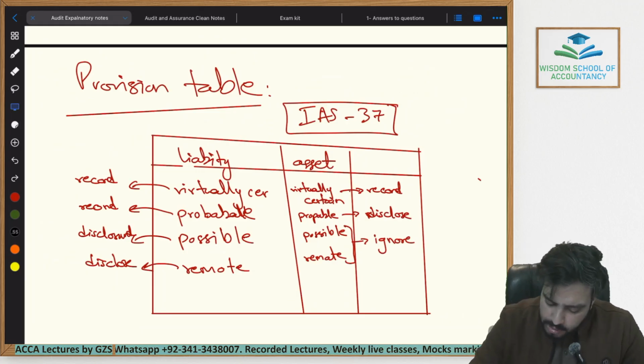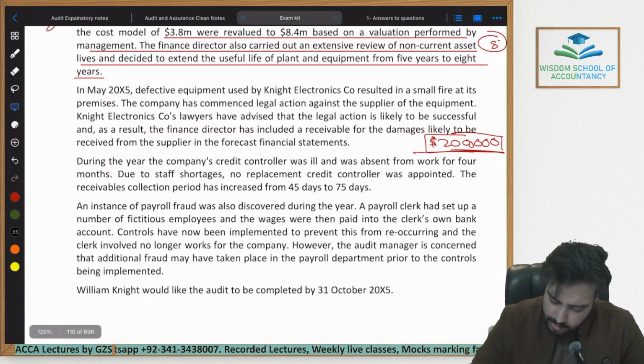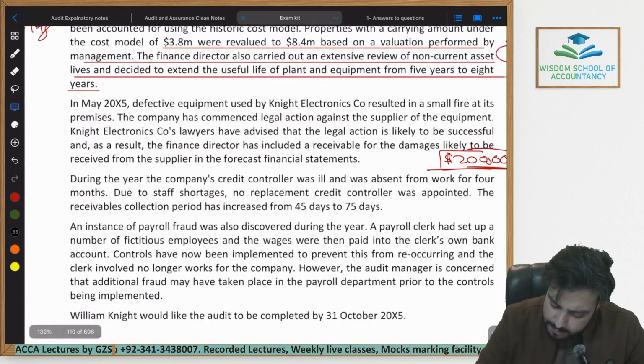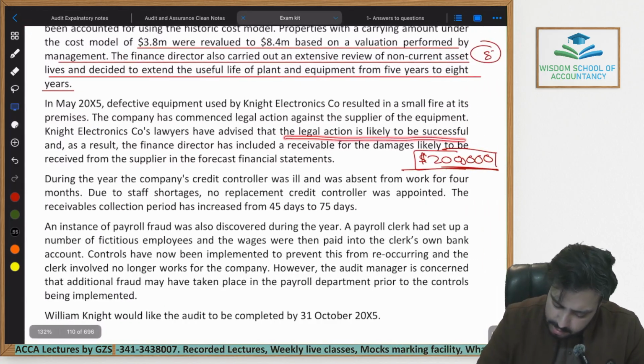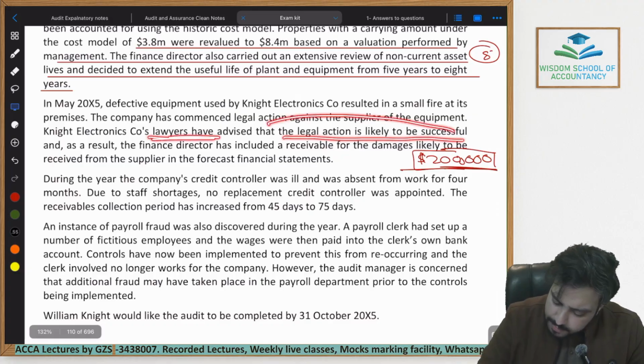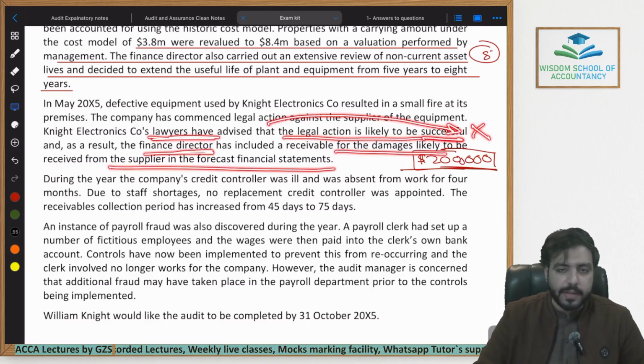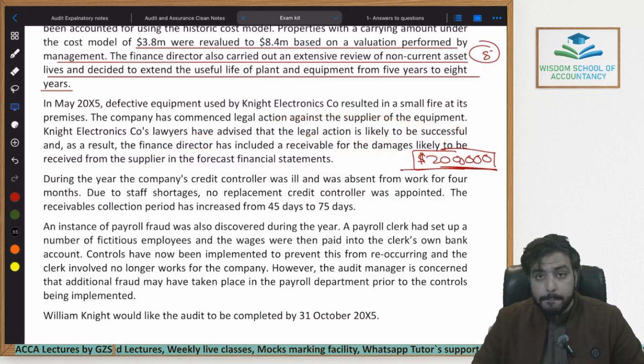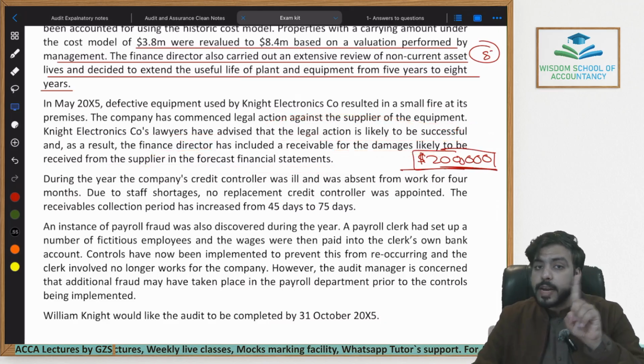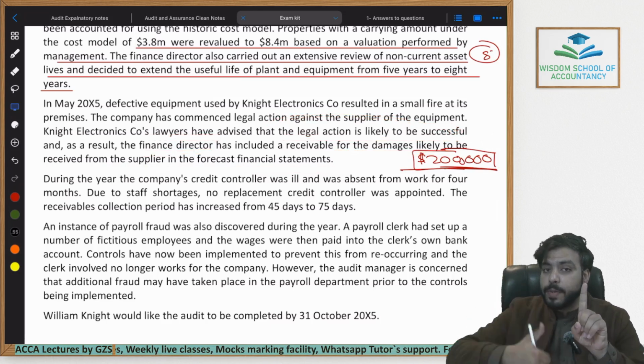In this specific scenario, even though the court hasn't given a decision, the lawyers are only saying that we will win this case, still the finance director has recorded it as a receivable within the financial statements. As an auditor, don't state that it might be probable. You may only need to disclose it.